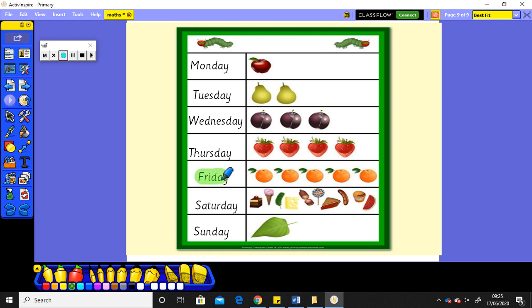Today it is Friday. What did the very hungry caterpillar eat on Friday? Tell somebody at home. He ate through 5 oranges, didn't he, on Friday?